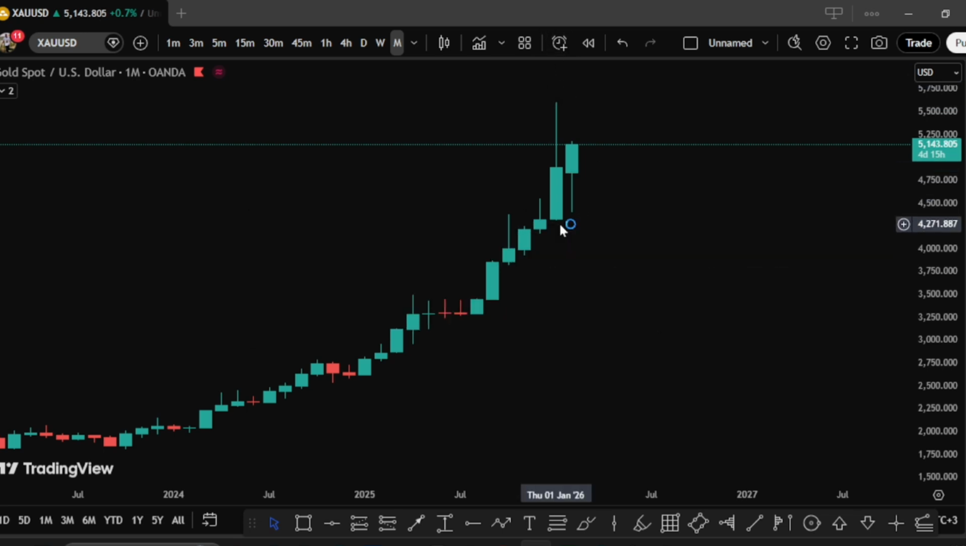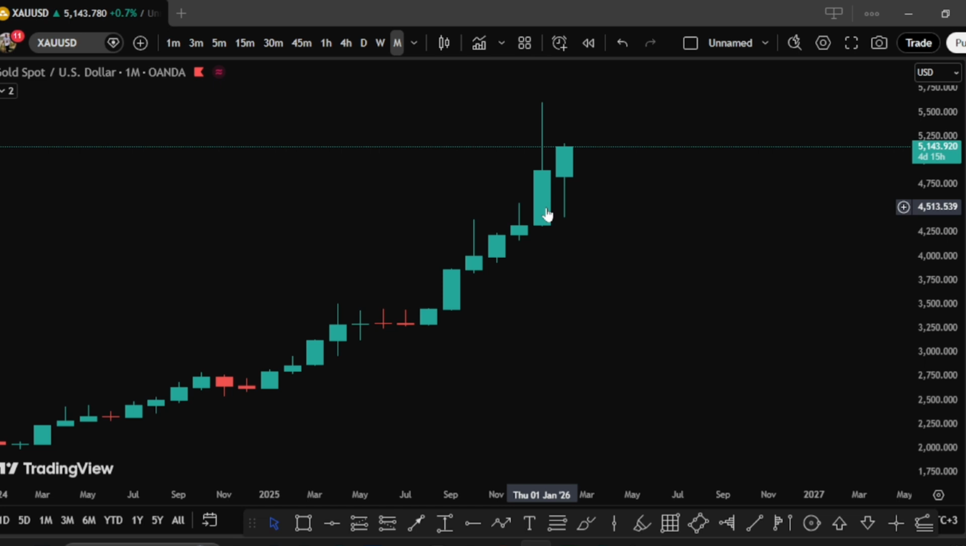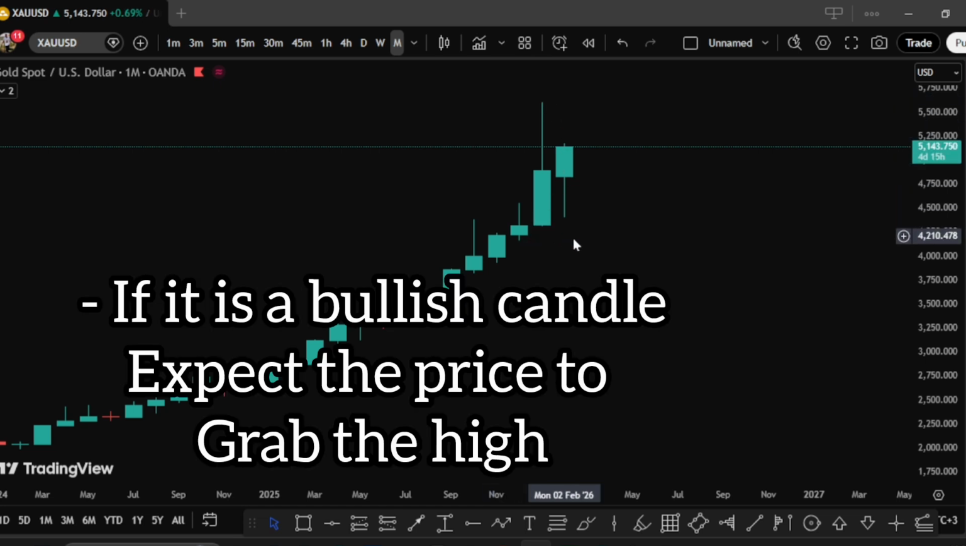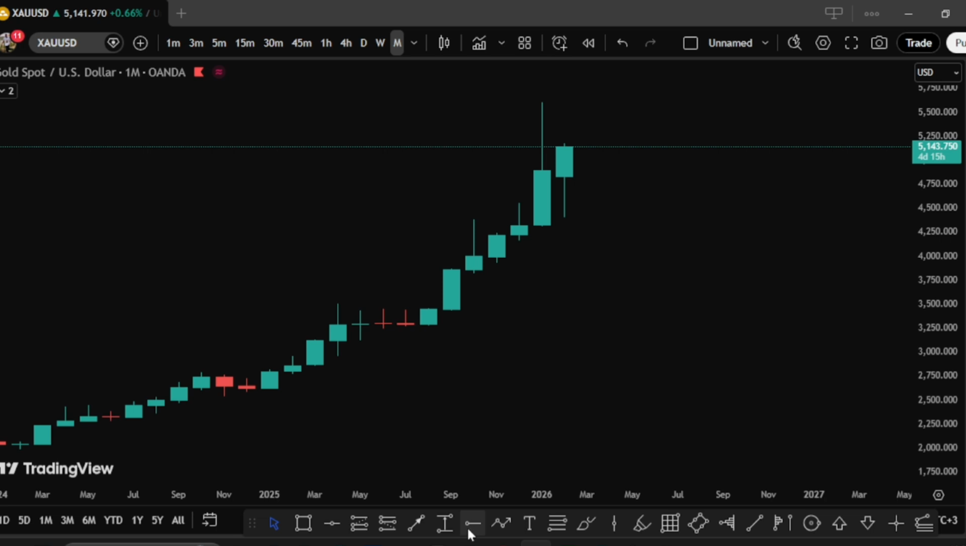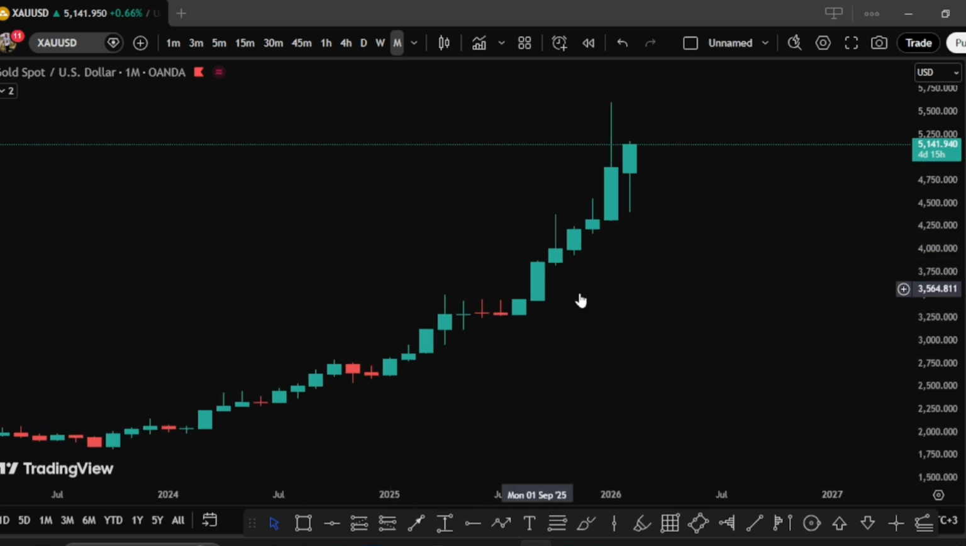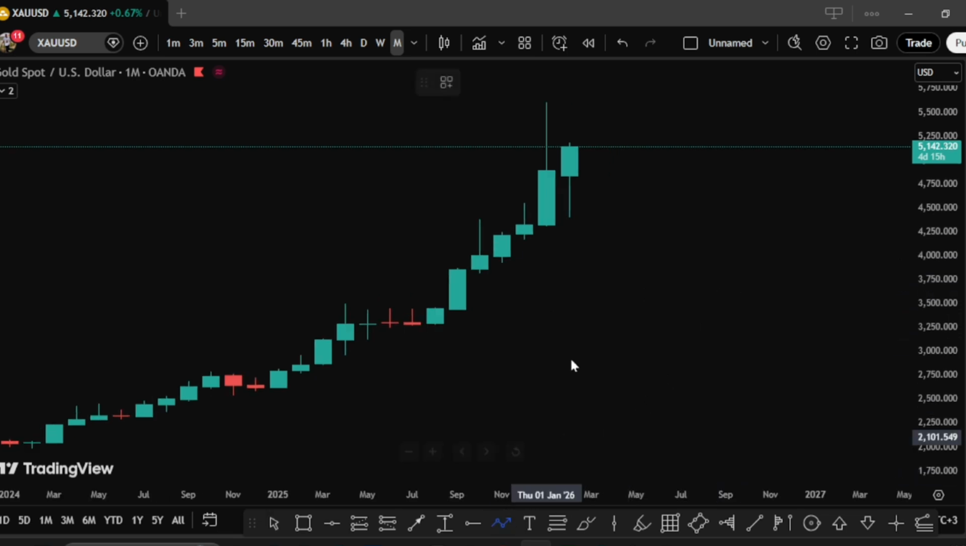But what you need to understand better is that if it was a bullish candle, let's say this one is a bullish candle, I'm expecting price to grab the high rather than the low. And if price grabs the low, we will look for a red candle, maybe somewhere here, and we'll say maybe the price will come to target the red candle. So first thing, let's mark the high of the candle and the low.